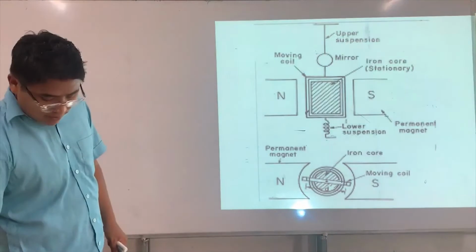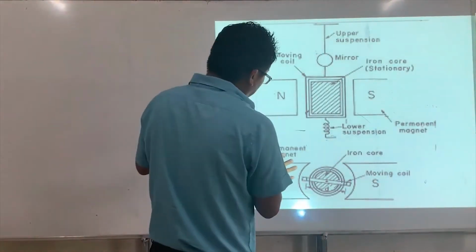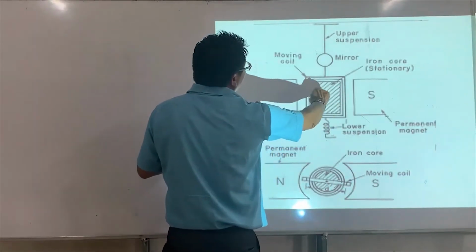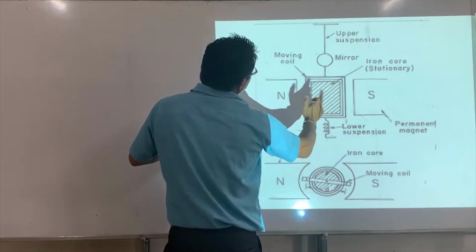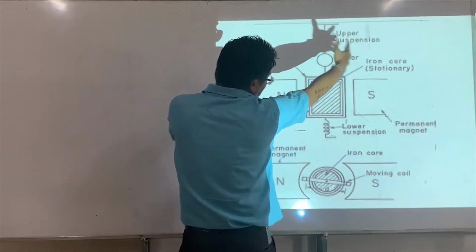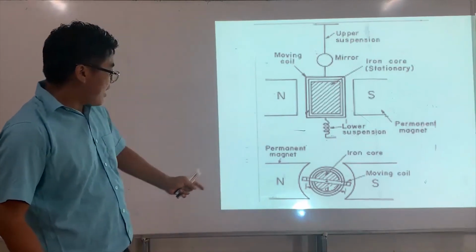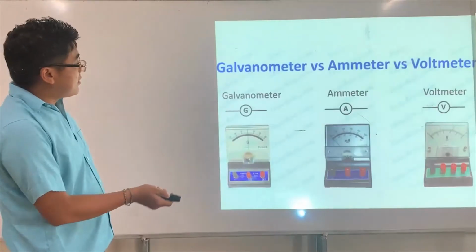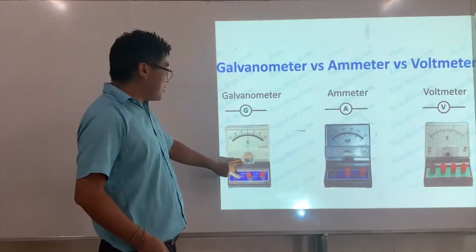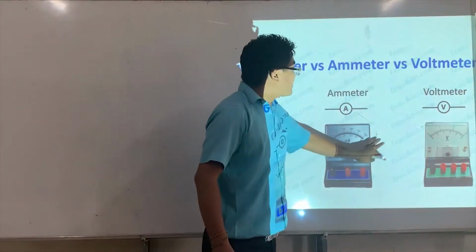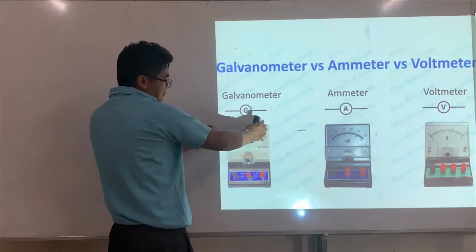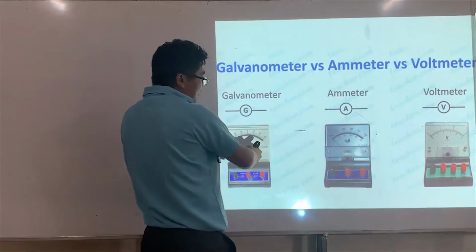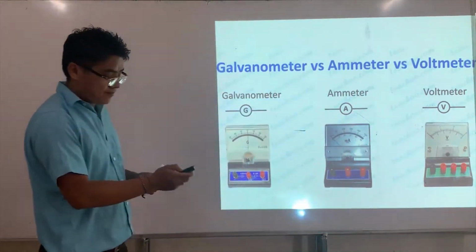So now this is what we have. This is the galvanometer. This is the north pole, south pole, iron core, and there is rotation, and then this is the mirror upside. This is how it is done. This is another diagram of a galvanometer. So this is a galvanometer, and this is an ammeter, and this is a voltmeter. This is the principle. Having this, I can convert this into an ammeter, I can convert this into a voltmeter. So we will do this also.